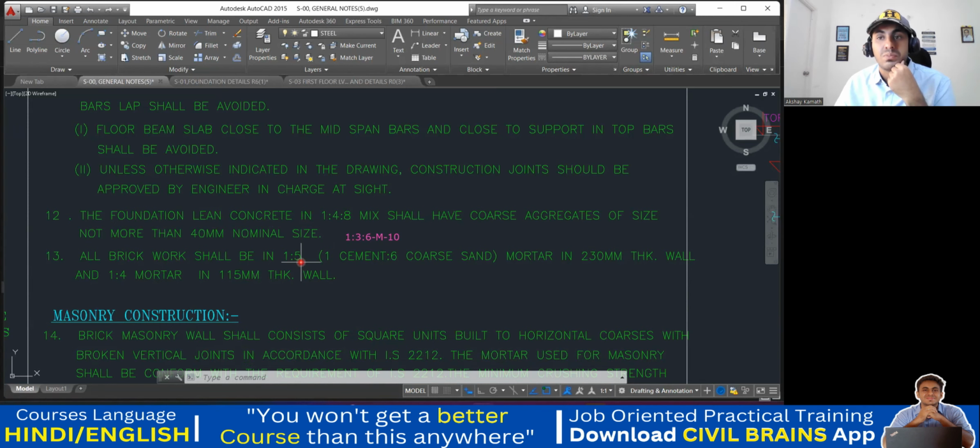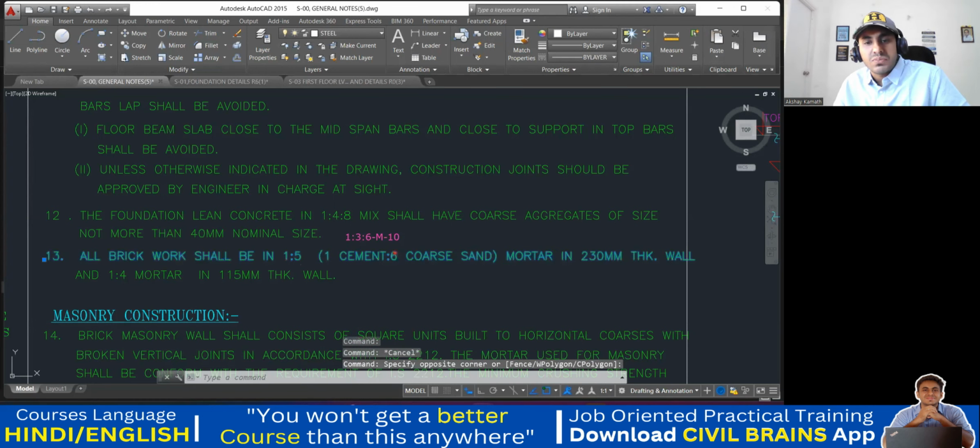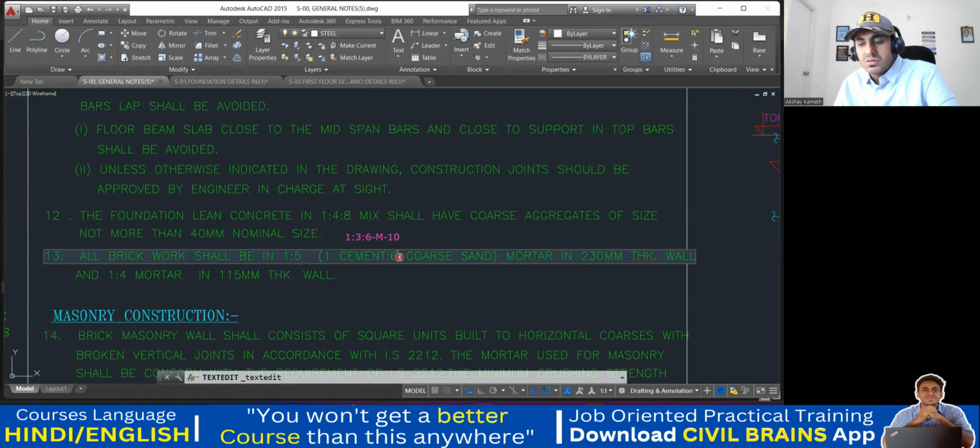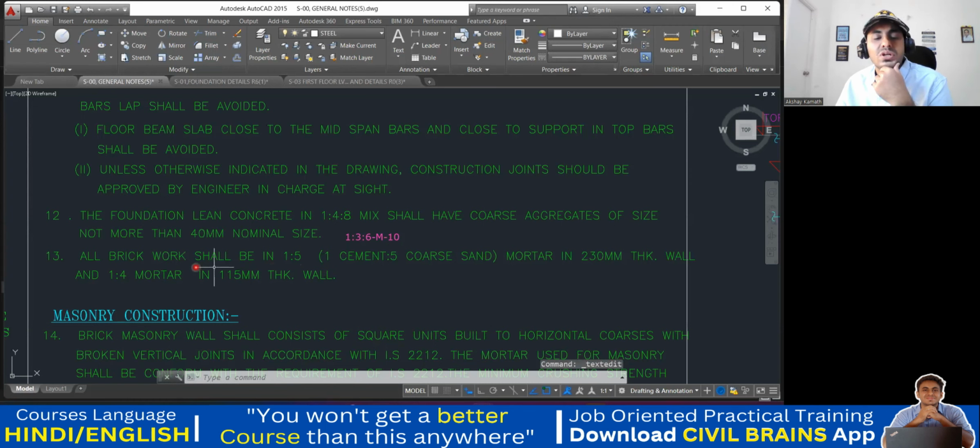All brickwork shall be 1:5. Wherever you're doing brickwork, you use a mortar in between the brickwork, right? So that ratio should be 1:5, where 1 part is cement, and this should have been 5. By mistake, he has written 6 here. This should have been 5. So all brickwork shall be 1:5.